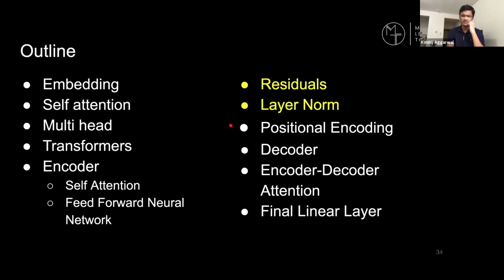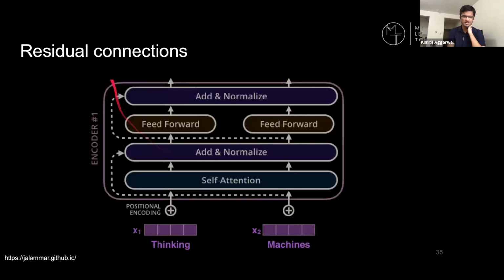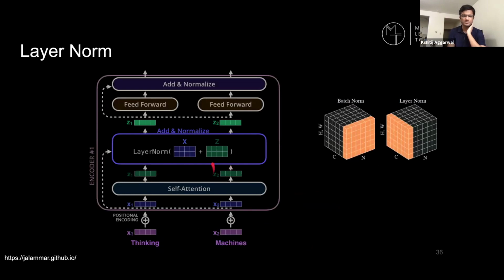And then these different layers also have residual connections. So let's look at those. This is again the encoder. This is the self-attention, and this is the feed-forward neural network, which we have seen. But after the self-attention, there is another step, which is add and normalize. So there is a residual connection around the self-attention, and there is a residual connection around the feed-forward as well. This actually shows it in a better way.